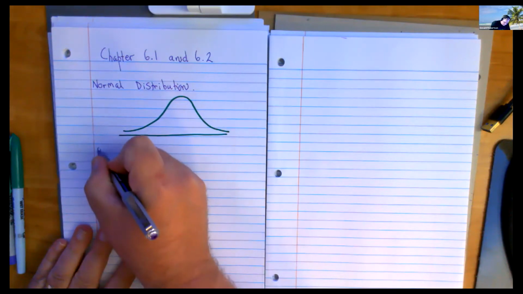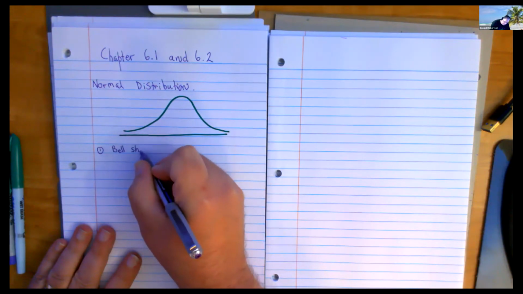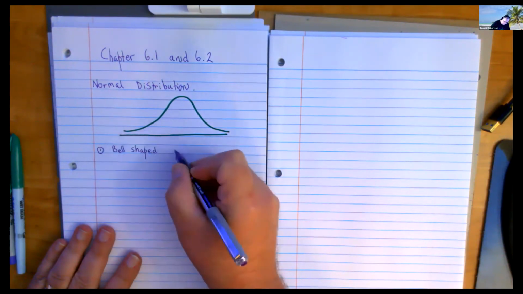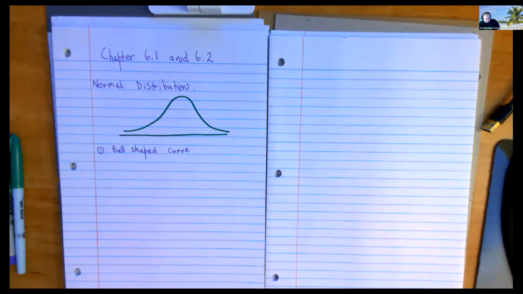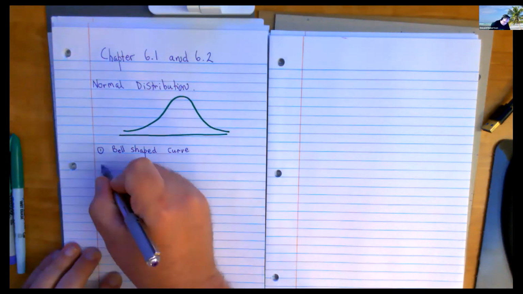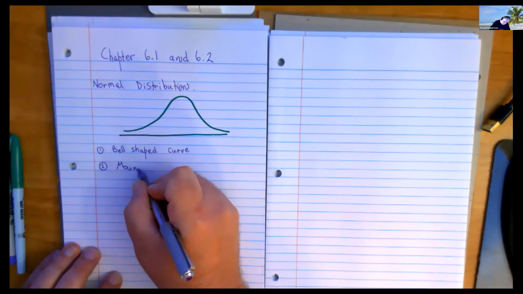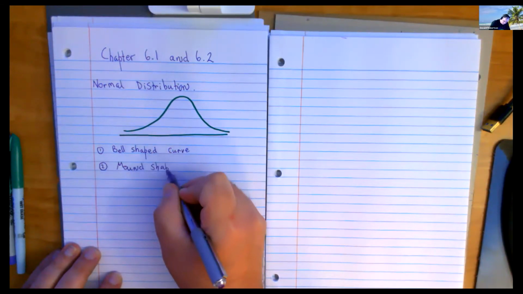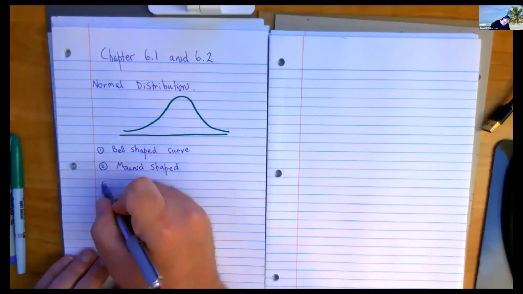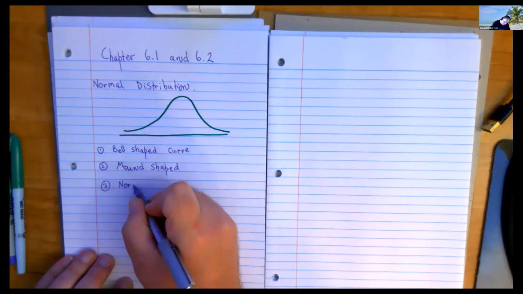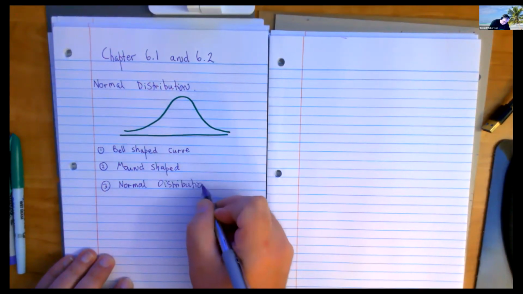So you might look up notes online. And so I want to try and give you some of the equivalent names. You'll find it's sometimes called a bell-shaped curve. I believe this textbook calls it mound-shaped, which is fine. It's just a name for it, right? It's also called a normal distribution curve.